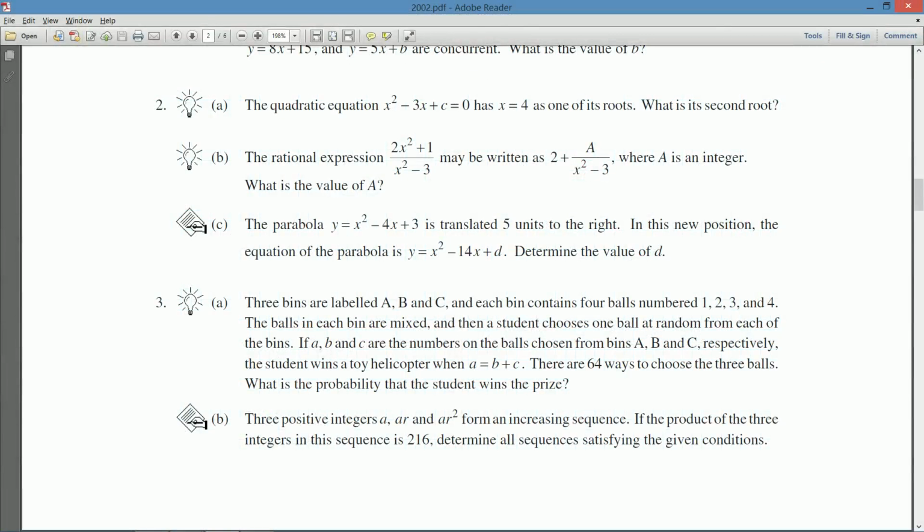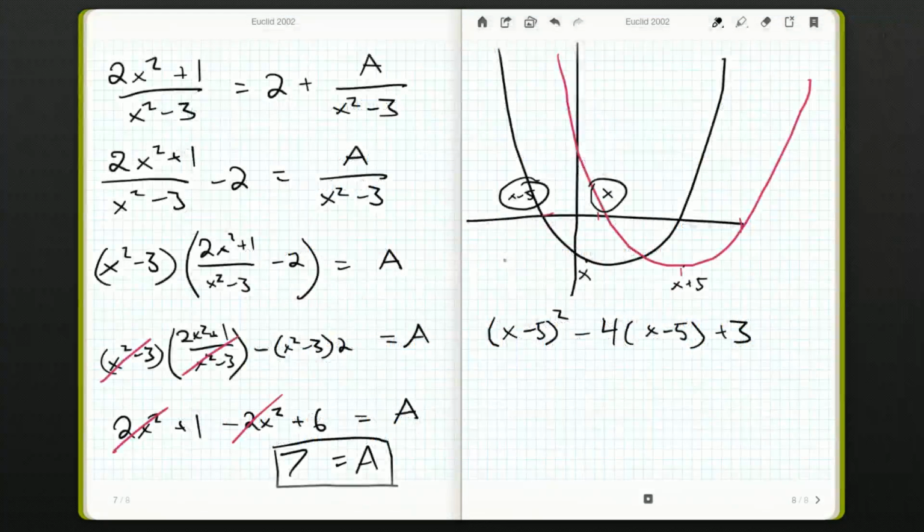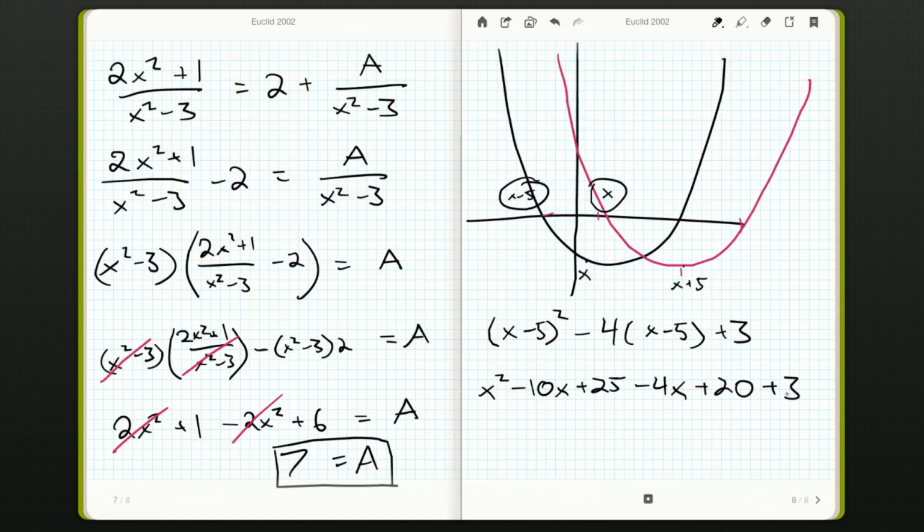So what we're going to do is expand these out using the binomial theorem or FOIL, however you want to do it. x squared minus 10x plus 25. And here we have minus 4 times x, so minus 4x. Minus 4 times negative 5, that's plus 20, plus 3. So we only have 1x squared. We have minus 10x minus 4x, that's going to be minus 14x. And at this point, I know I've done my substitution correctly.